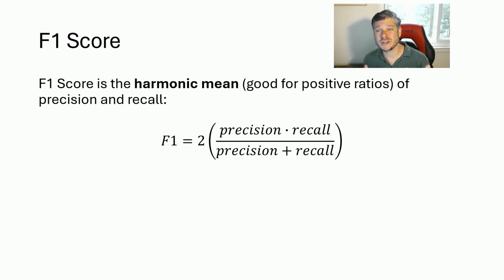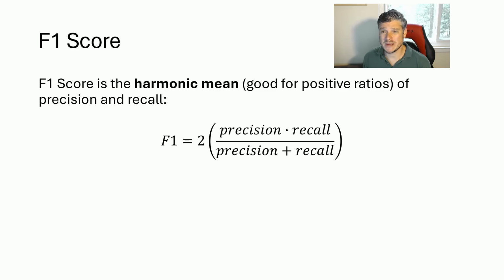Well, our F1 score is how we can combine precision and recall into one score that lets us weight both of them somewhat equally. So the F1 score is the harmonic mean. And there's lots of different means. We have our arithmetic mean, which is just where you add two numbers and then divide by 2, right? That's the typical kind of mean. When we talk about mean, that's usually what we're talking about, the arithmetic mean.